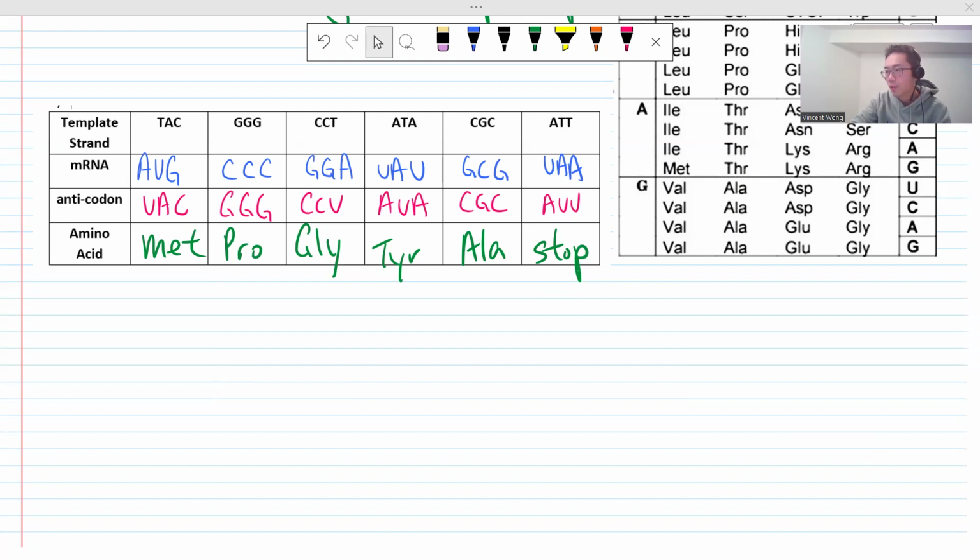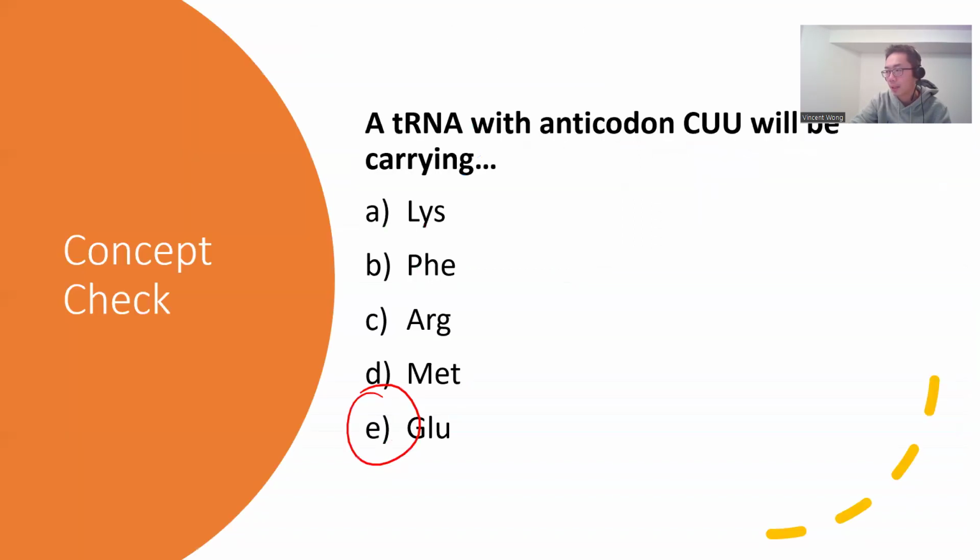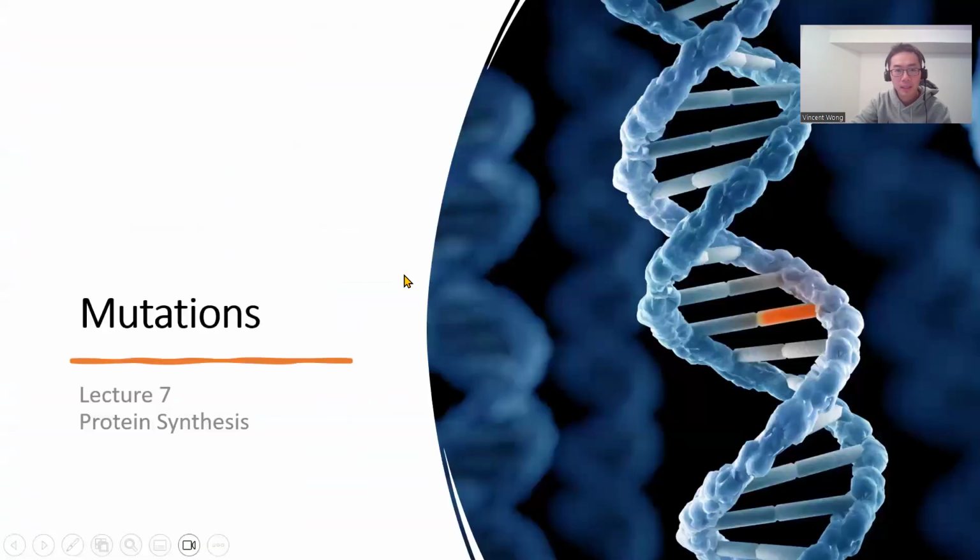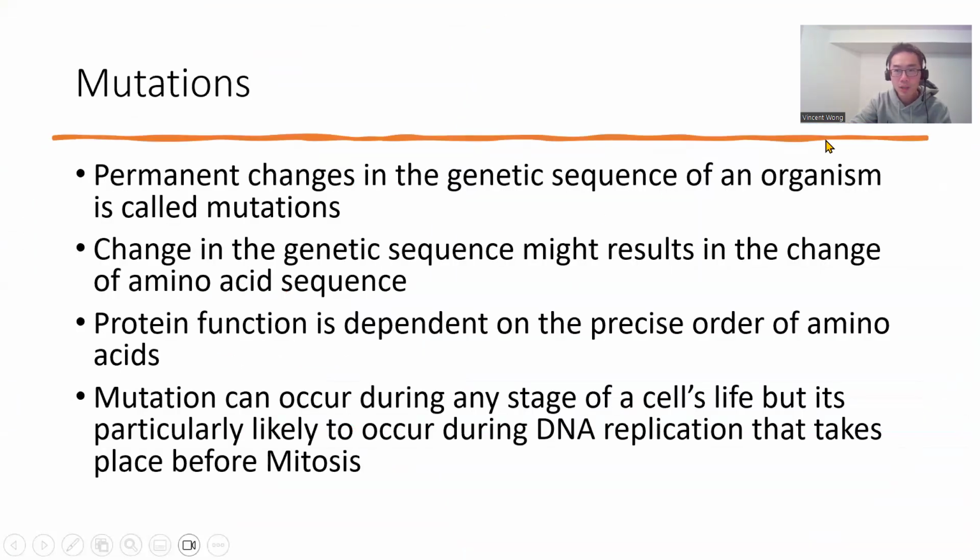All right, that's it. We're going to move on to the next part of the lecture, which is mutations. Right? Mutations. We briefly talked about it when we discussed the oncogene and the tumor suppressor gene, right? These are permanent changes in the genetic sequence of an organism. Permanent changes in the DNA specifically.